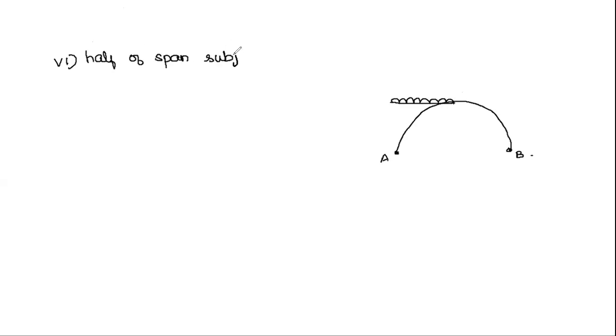So moving on to the sixth condition, when half of the parabolic arch is loaded by UDL. In case of a two-hinged arch, half of the span is subjected to UDL like this. So now the formula is H is equal to WL square divided by 16H.